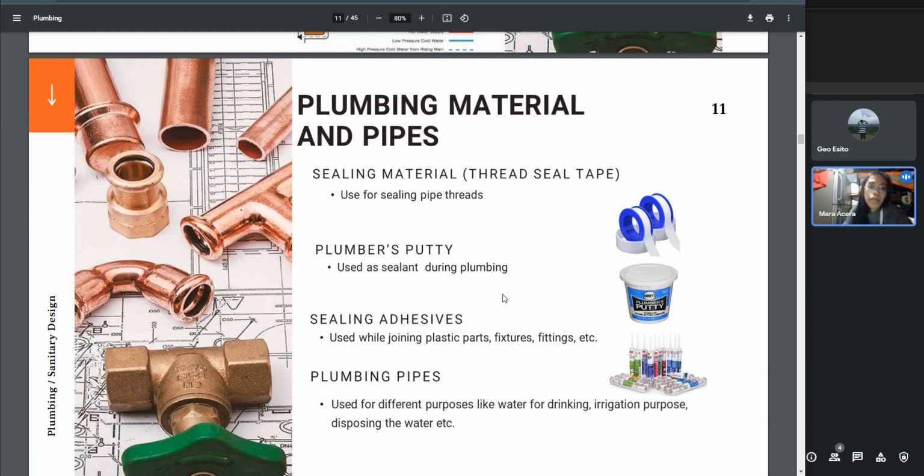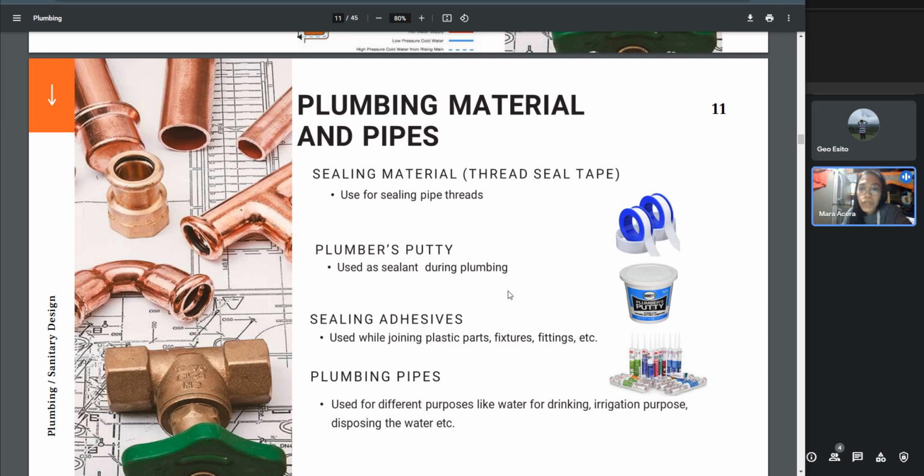Plumbing material and pipes. We have here a sealing material or thread seal tape. A thread seal tape or faucet is used for sealing pipe threads. It is manufactured from a polytetrafluoroethylene film. This tape is cut to the desired width and placed around the threads of a pipe prior to fixing it in place.